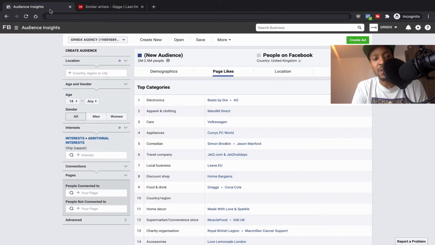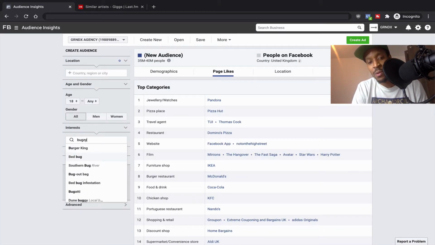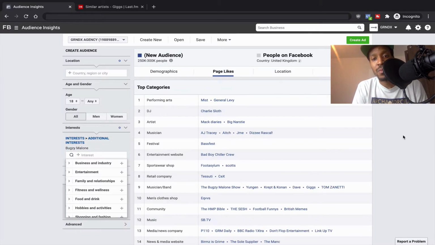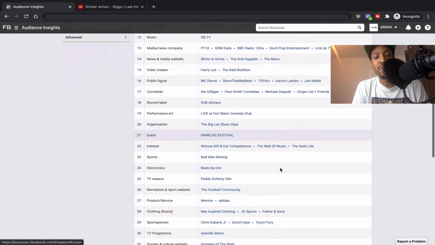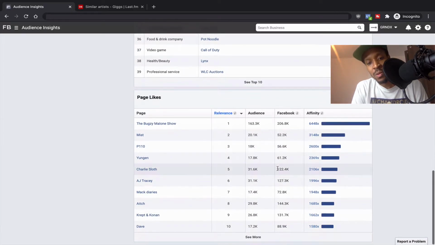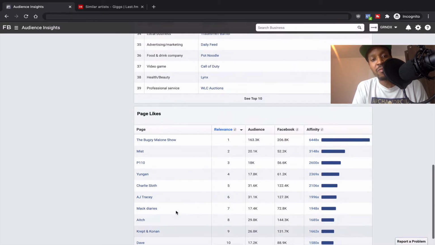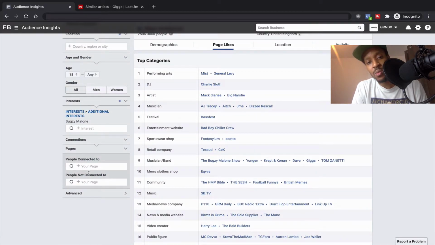Bugsy Malone's popped up, AJ Tracey's popped up, so that's what we're gonna do. We're gonna type in Bugsy, and he's popped up. And this is more like it. As you can see here, Gigs pops up as well. So if we scroll to the bottom, okay, people that listen to Bugsy Malone are closely related to Mist, the music entertainment platform P110, Youngin, Charlie Sloth. So Youngin is 4th, so he's closely related to Bugsy Malone.